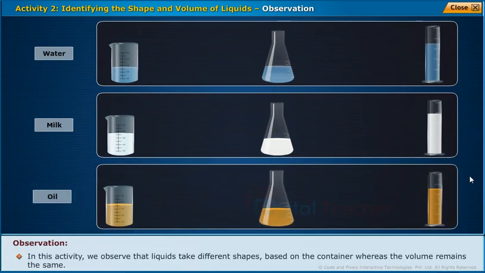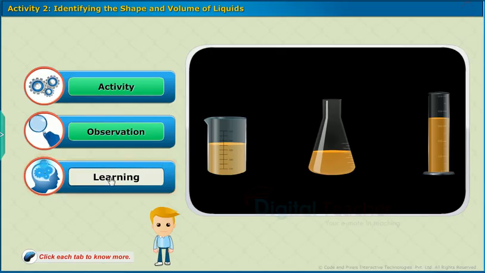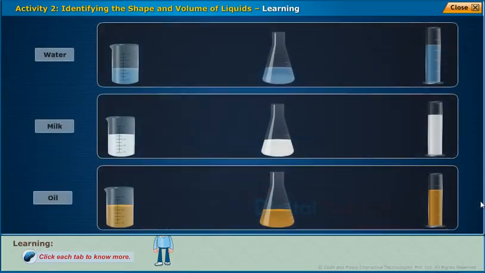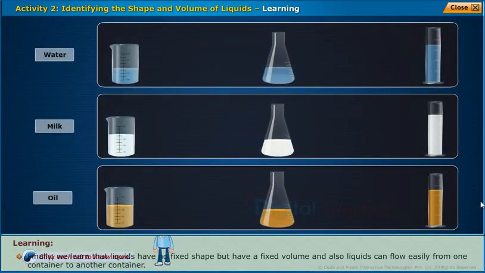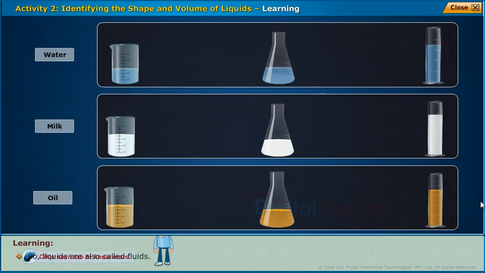In this activity, we observe that liquids take different shapes based on the container, whereas the volume remains the same. Finally, we learn that liquids have no fixed shape but have a fixed volume, and also liquids can flow easily from one container to another container. So liquids are also called fluids.